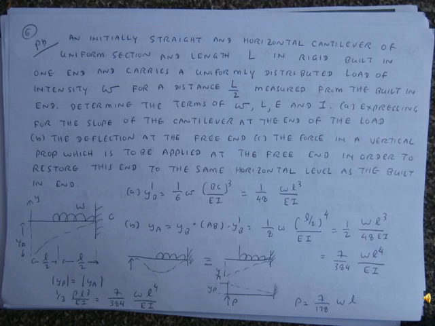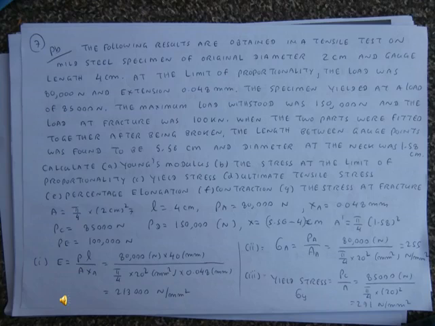And then we saw the problem. The following results were obtained in a tensile test on a mild steel specimen of original diameter 2 cm and gauge length 4 cm. At the limit of proportionality, the load was 80,000 Newton and the extension 0.048 millimeter. The specimen yielded at a load of 85,000 Newton. The maximum load withstood was 150,000 Newton and the load at fracture was 100 kilonewton.